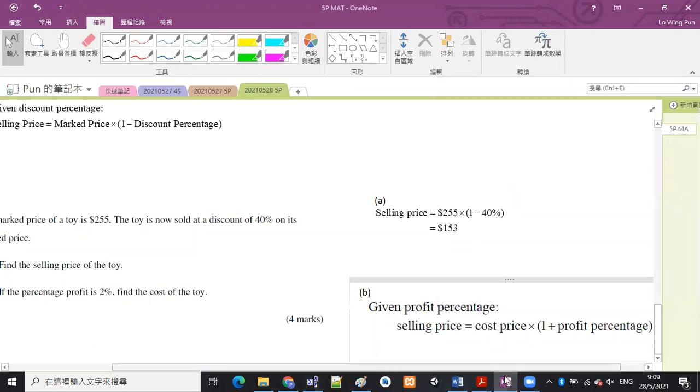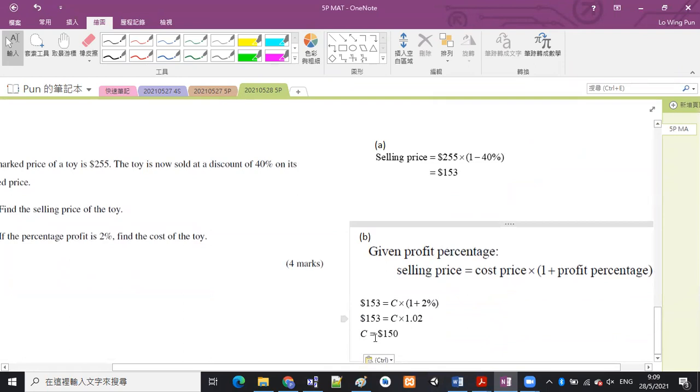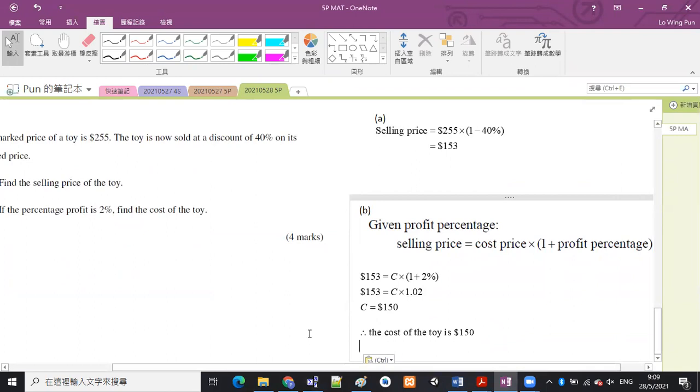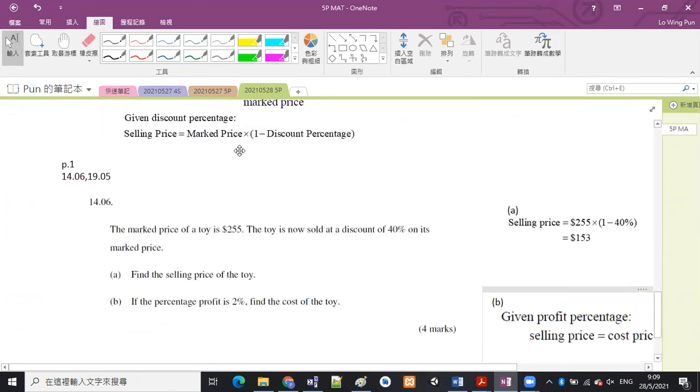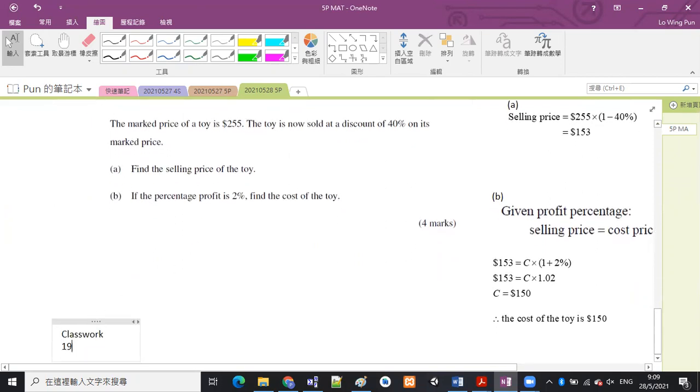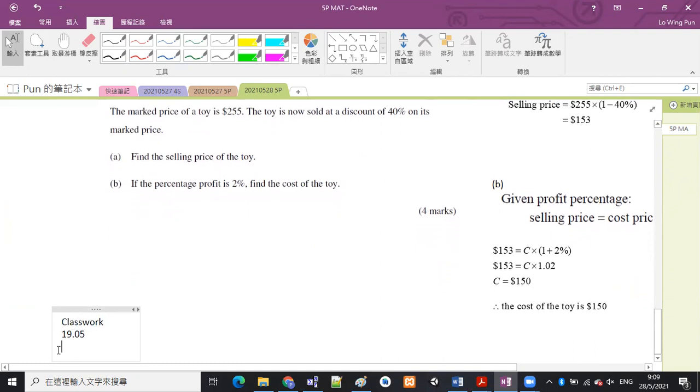As I've said, don't forget to write down the conclusion. Therefore, the cost of the toy is $150. 2 marks again. Can you get this? Now I would like you to try to do the question, which one? 19.05, yes. I give you 3 minutes.